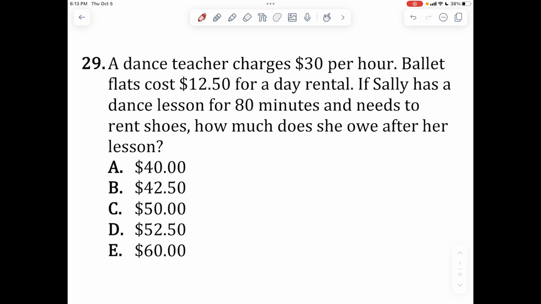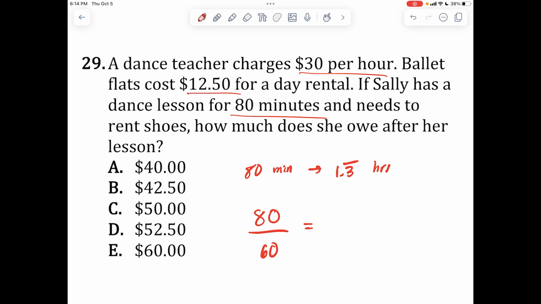Just use your calculator. A dance teacher charges this much per hour. Ballet flats cost this much for a day rental. She has a dance lesson for 80 minutes and needs to rent shoes. How much does she owe after her lesson? Okay, so it's per hour. Let's just assume that the hourly cost is just really going to scale by the minute. So if 60 minutes is 1 hour, then 80 minutes is like 1.3 repeating hours. Same thing as 80 divided by 60, and that'll give you, actually it's 4 over 3. Yeah, 4/3 of an hour.